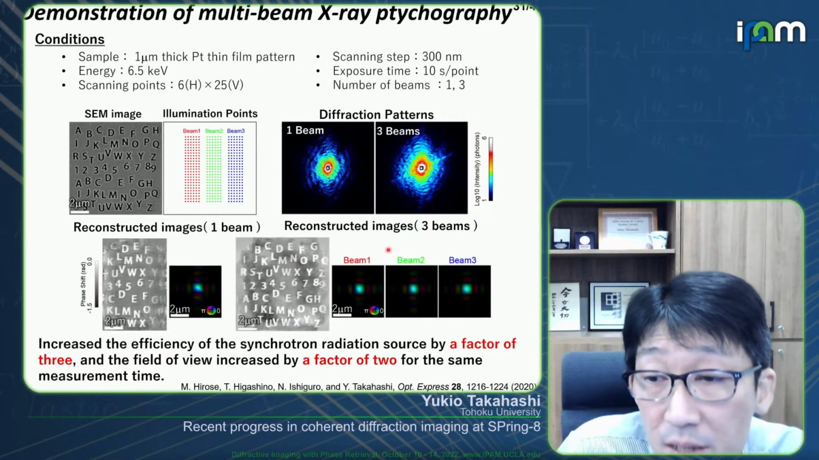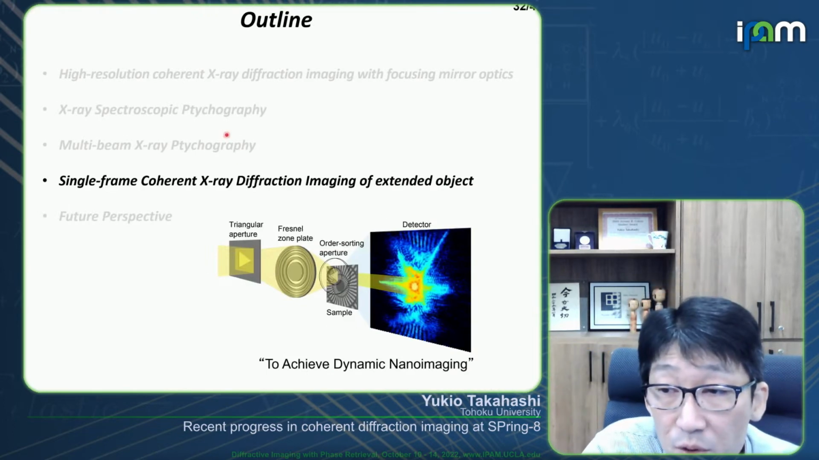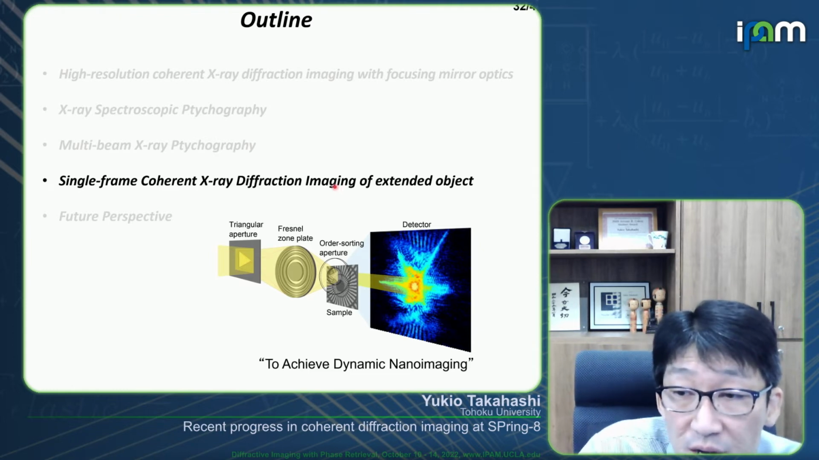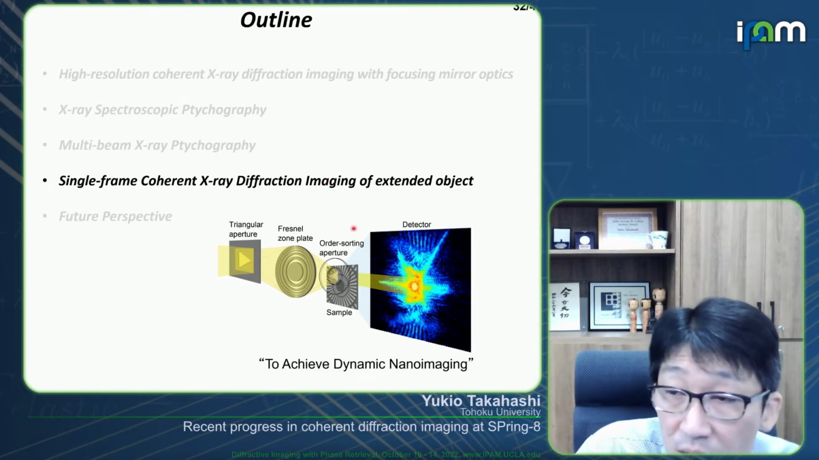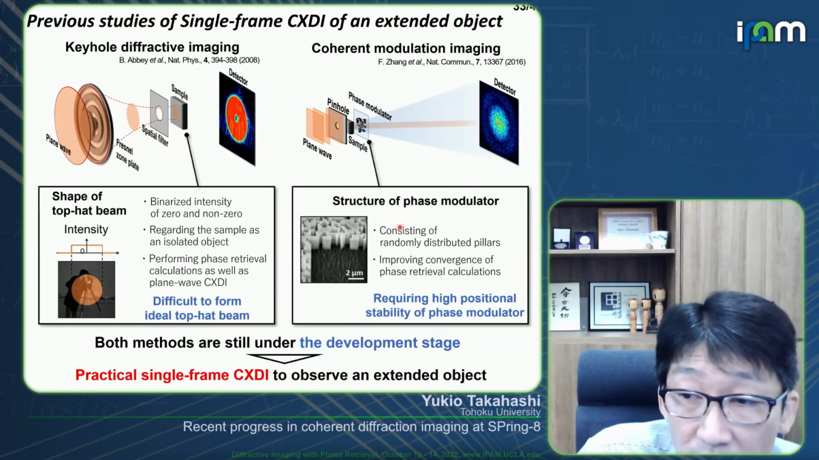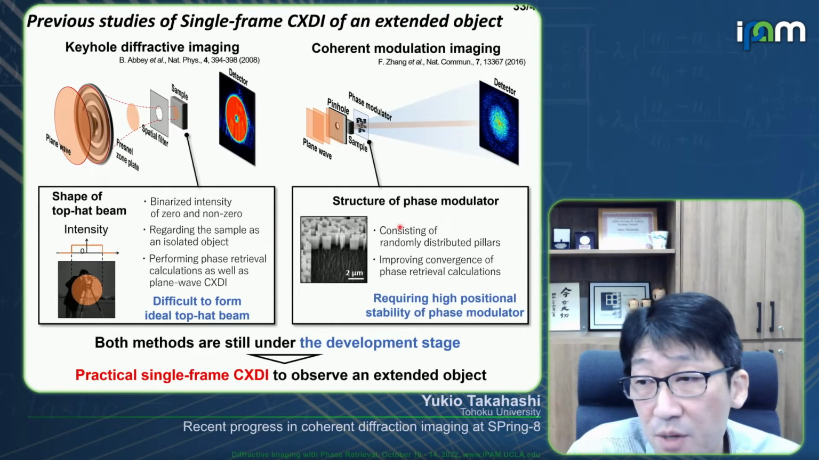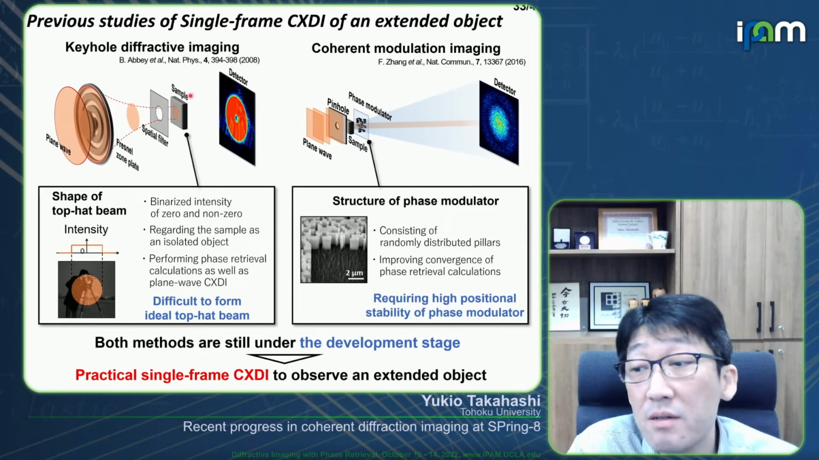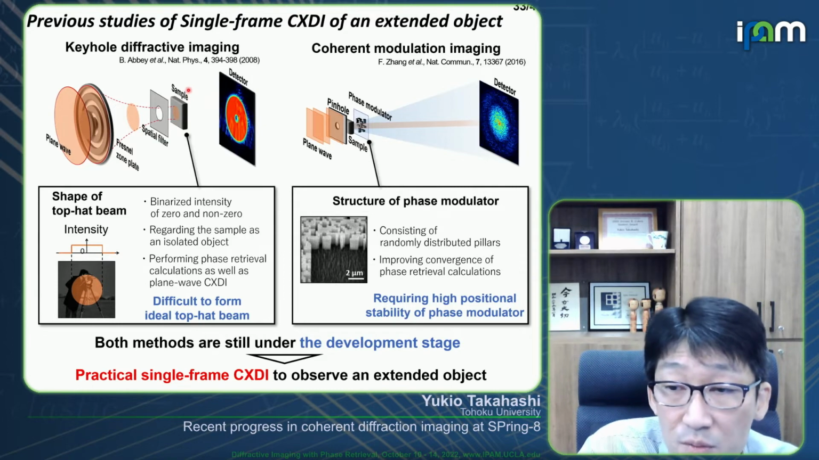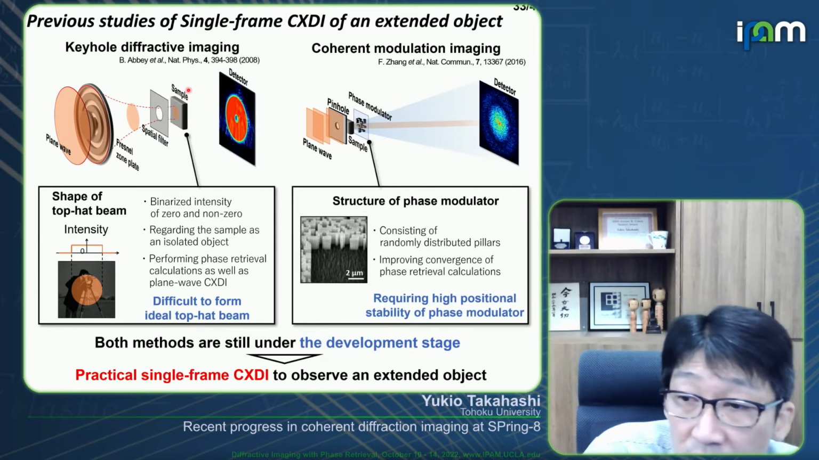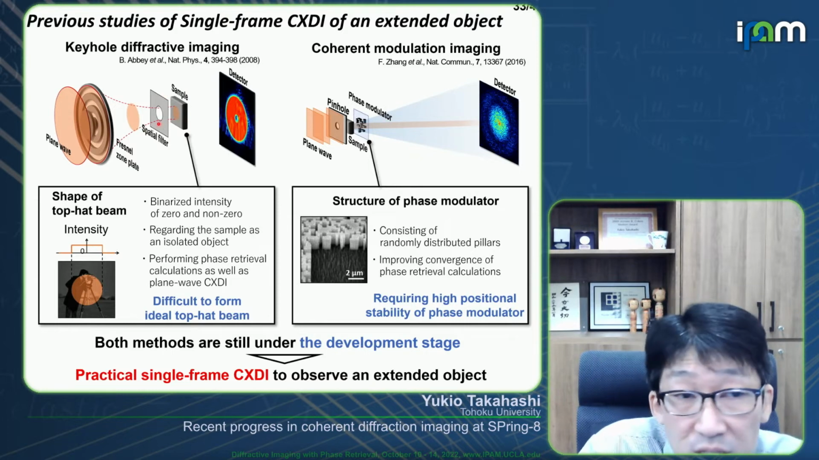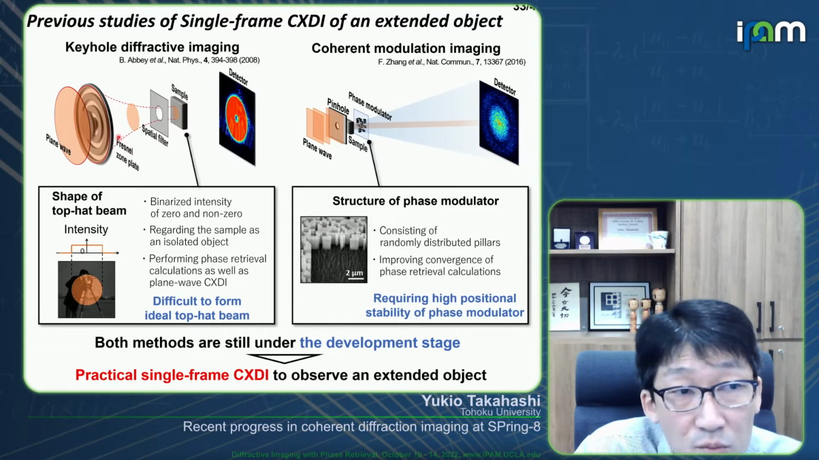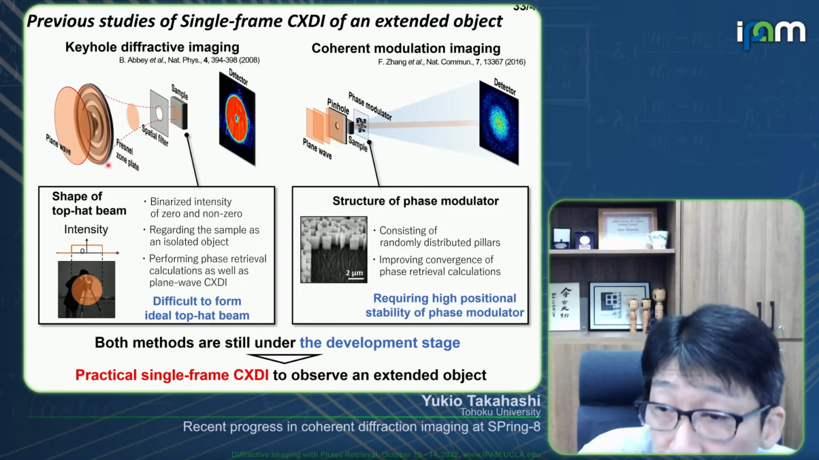Okay. Next is single-frame coherent X-ray diffraction imaging of an extended object. The motivation here is to achieve dynamic nano imaging. Ptychography requires sample scanning, and the measurement takes a long time. This makes it difficult to expand to dynamic nano imaging. Therefore, a single-frame CXDI of an extended object is needed. We propose single-frame CXDI measurement methods. The first one is keyhole imaging, which was proposed by the Keith Nugent group.